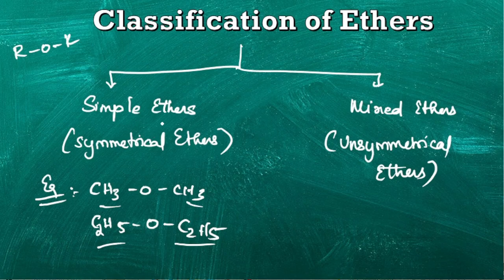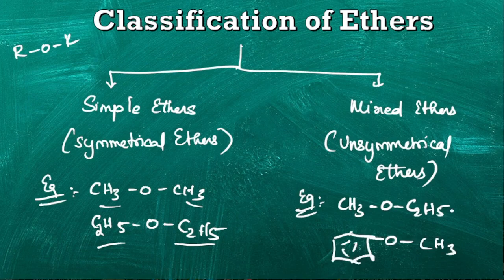If it is going to be an unsymmetrical ether or mixed ether, then both the sides are going to have different groups. Like if it is going to have CH3O, here C2H5 can be present. If it has the benzene ring over here, then O, then here CH3 can be present. So both the sides, if different groups are present, then it is called unsymmetrical ethers or mixed ethers. If the same group is attached on both sides, it is called simple ethers or symmetrical ethers. Clear? Right.